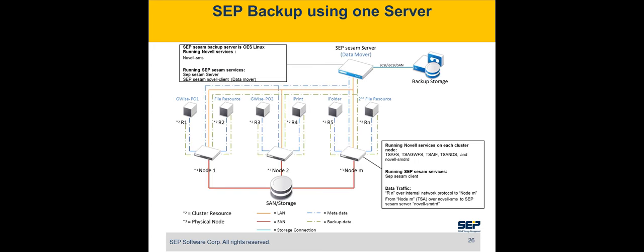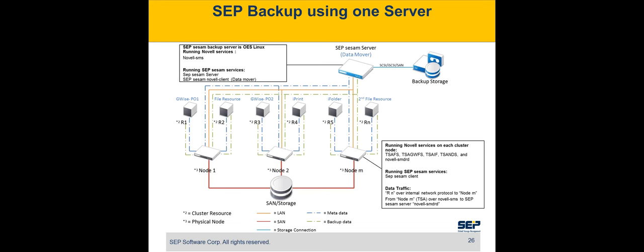Now there's several ways you can set up the cluster. These things are good to keep in mind based on how your environment is and what you're wanting to use for your backup server. You can use one server. That one server can be a SEP sesam server, and the data mover can be on that server. The data mover does need to be on an OES Linux server, so you have to have OES Linux somewhere for your data mover. It can either be one of your file servers that are running, or you can set it up specifically for your backup server. In this case, we have a backup server and the data mover all together.